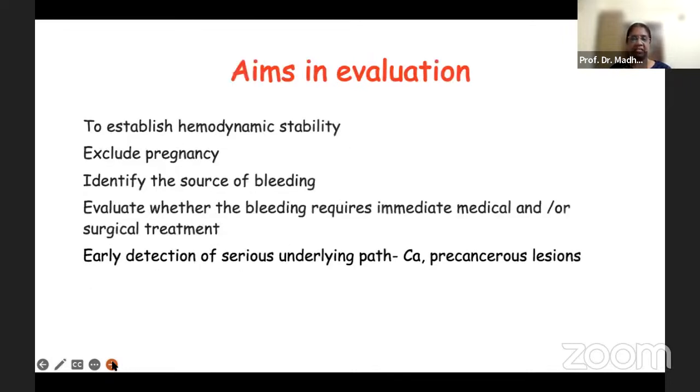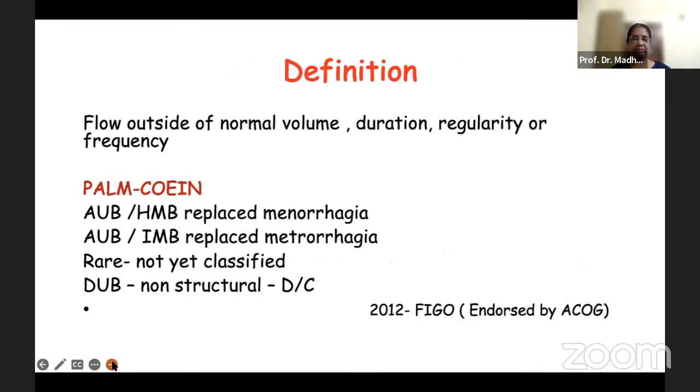When you evaluate anyone with AUB, what are the aims? We have to establish the hemodynamic stability. And the main thing, every time I'll keep on emphasizing, we have to exclude pregnancy. It comes actually number one in all our doubts. We have to identify the source of bleeding and evaluate whether the bleeding requires immediate medical and or surgical treatment. And of course, we have to detect serious underlying pathology like any cancer or any precancerous lesions.